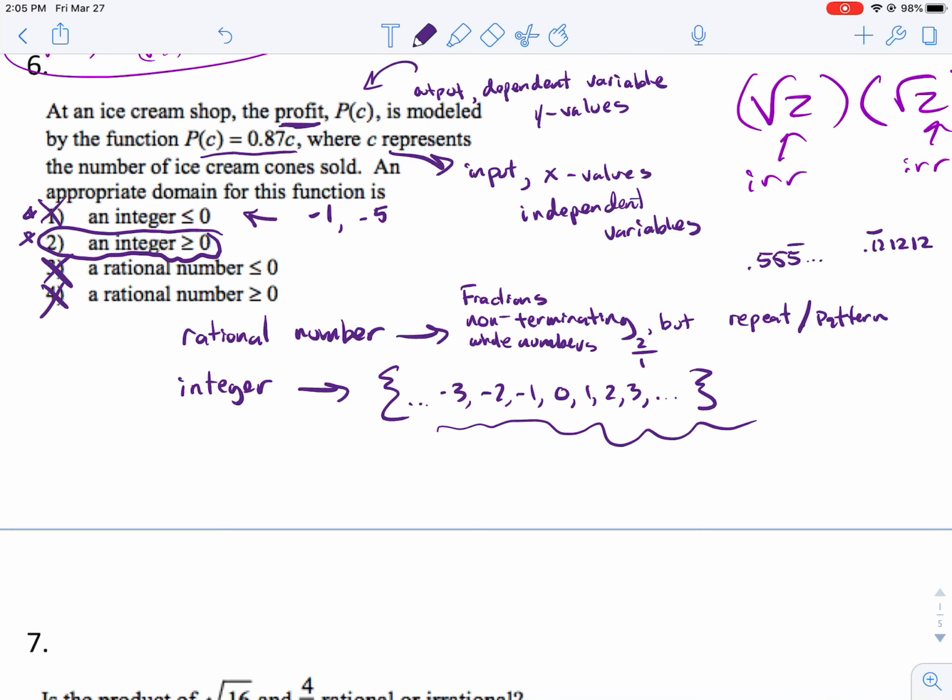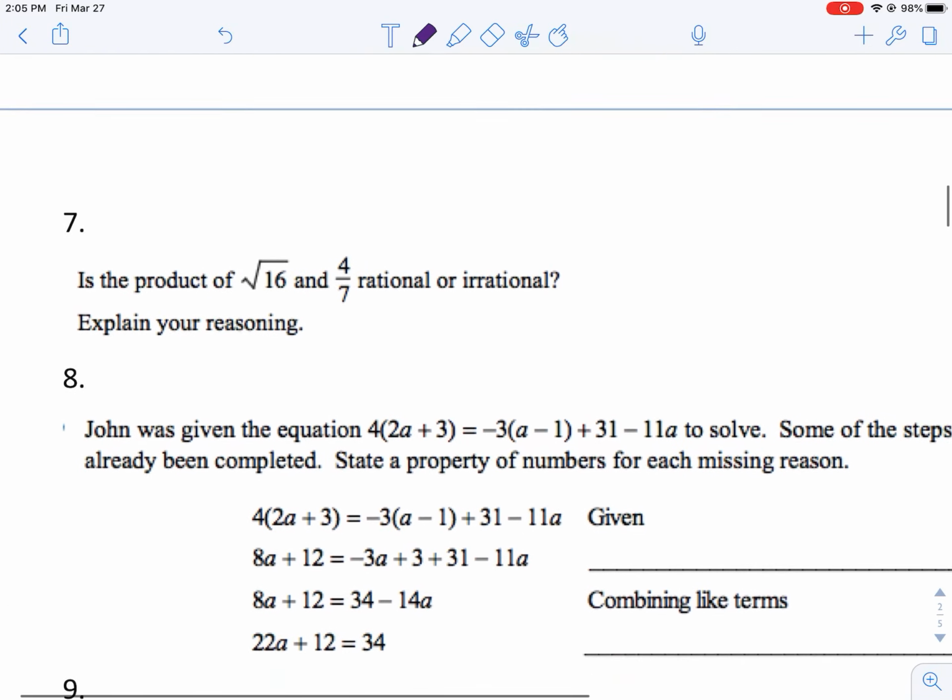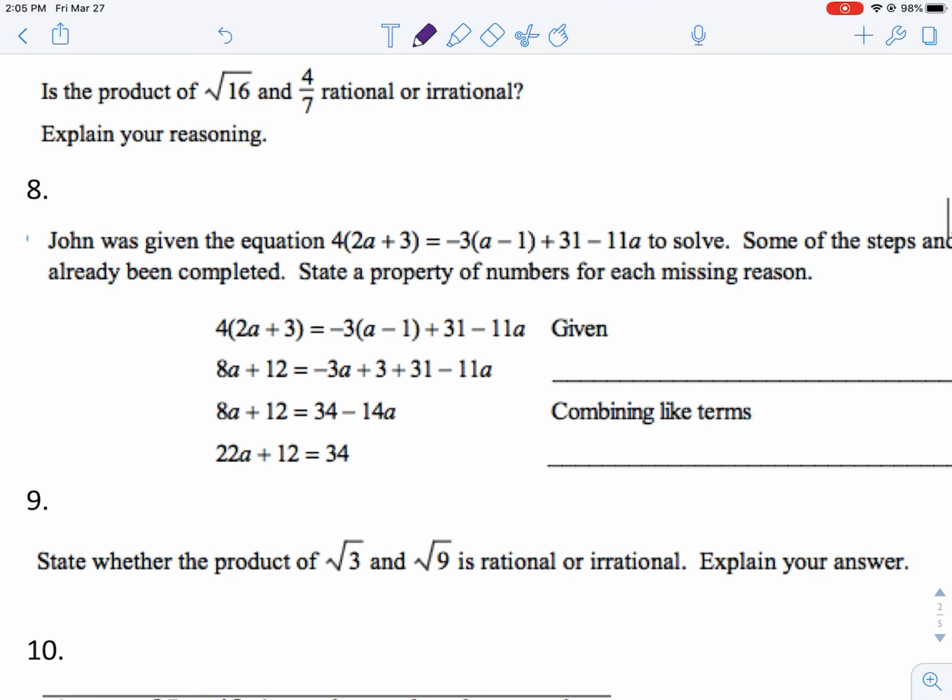Okay, we scroll down to number 7. It says, is the product of the square root of 16 and 4/7 rational or irrational? First I want to look at the square root of 16. If I said square root of 6, I'm sorry, square root of 16. There's something significant about that number.